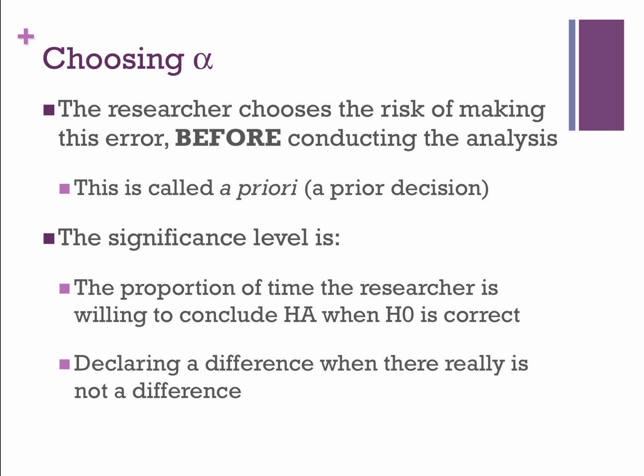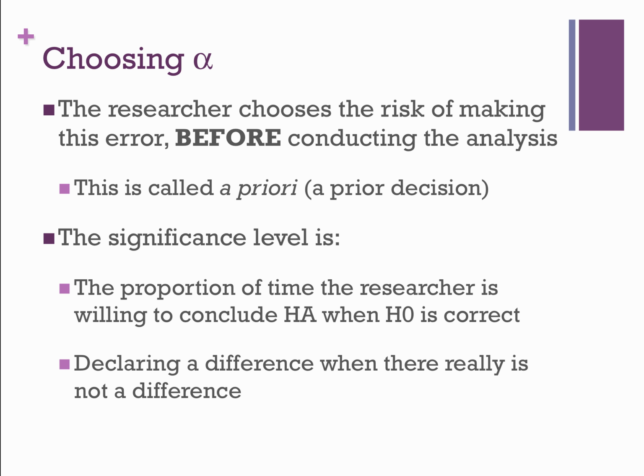Look at your answer first and decide that I like it enough that I want it to be significant, and so I'm going to select my alpha level to be just a little bit bigger. Our significance level is the proportion of the time when the researcher is willing to conclude HA even when H0 is correct, or declaring a difference when there really is not a difference.